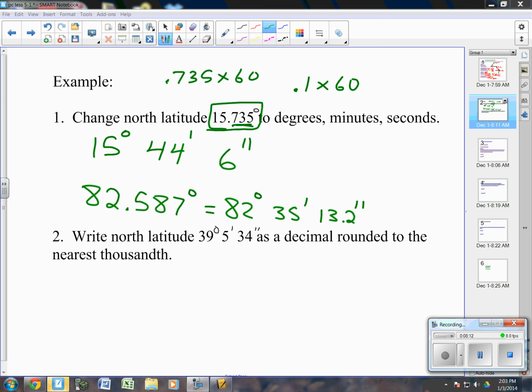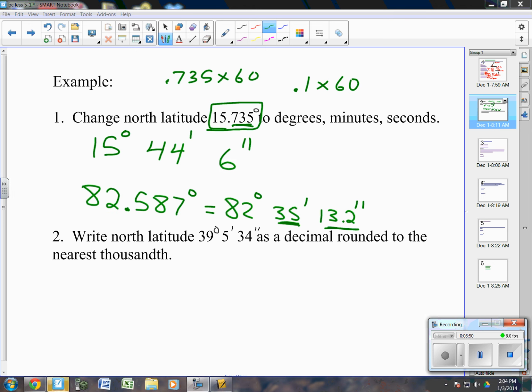Raise your hand if you know how to do this. Raise your hand if you're not sure. Okay, everybody that didn't get it, do this right now. Take 0.587 and times it by 60. You should have got 35 point something, right? 35.22? Okay, so you got 35 minutes. Then you take the 0.22 and times it by 60, and you should get 13.2. Got it? Okay.